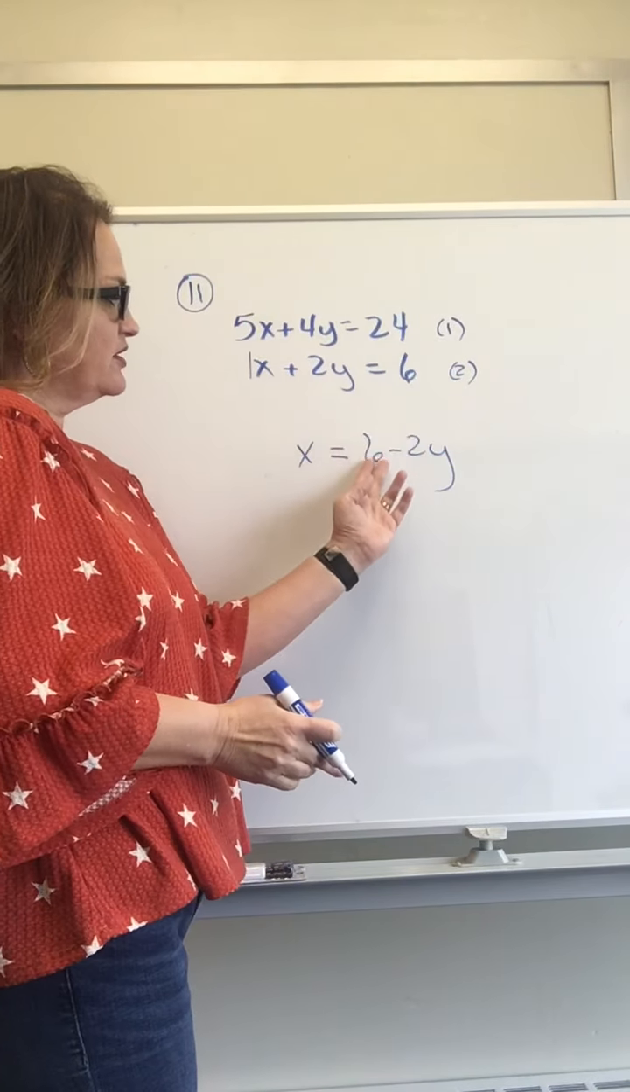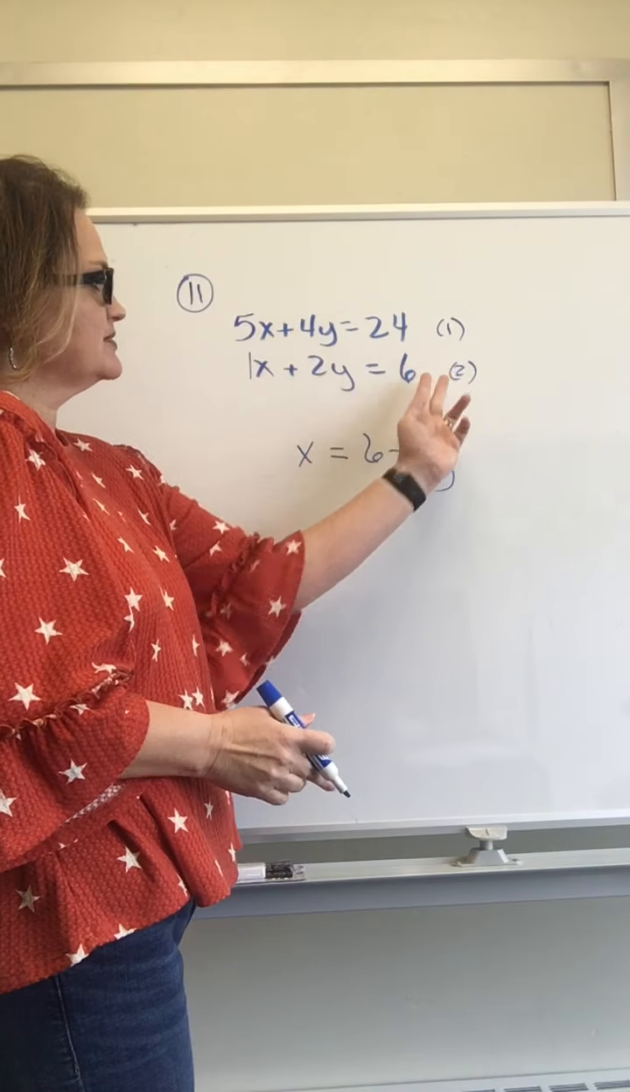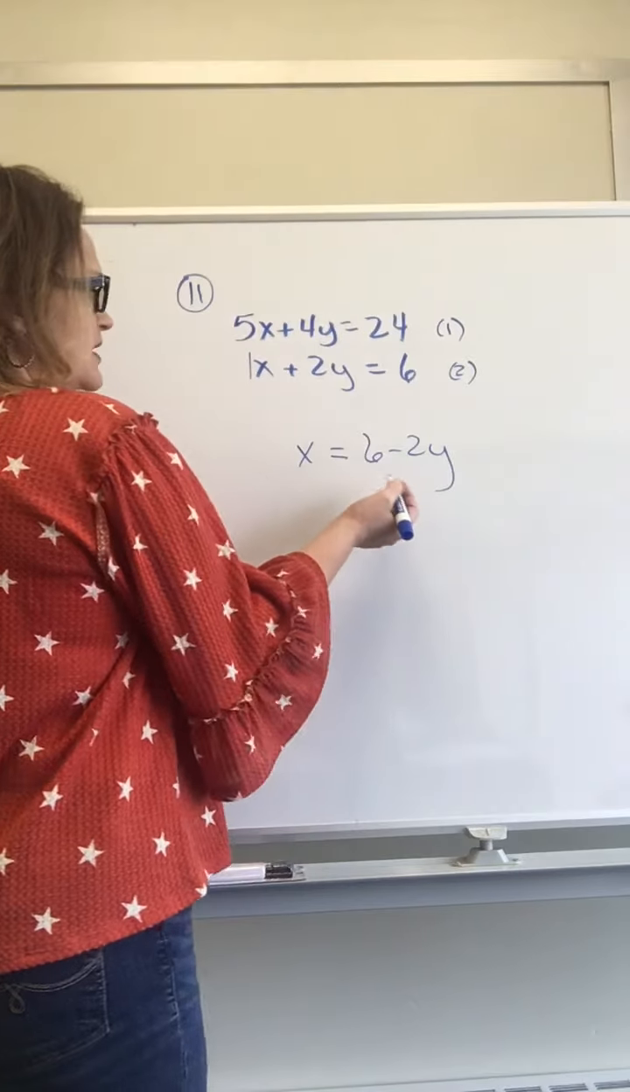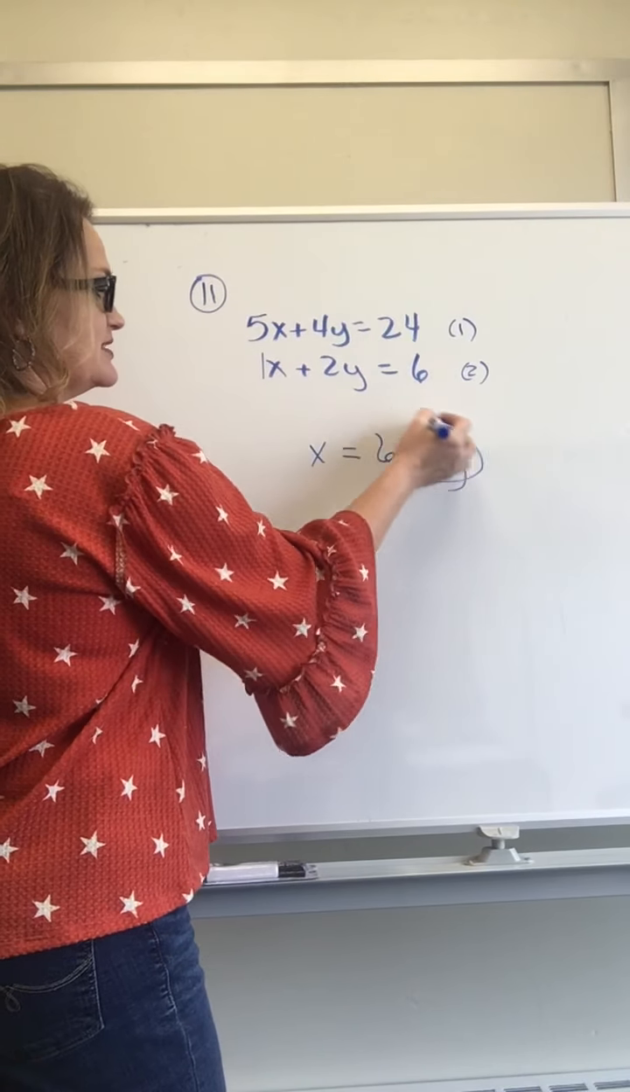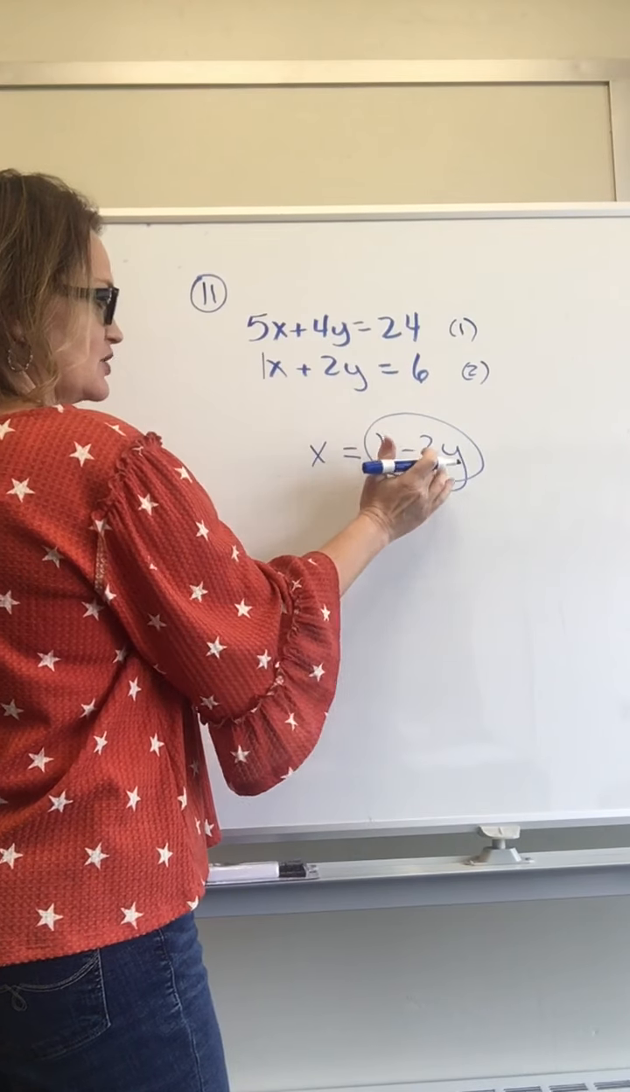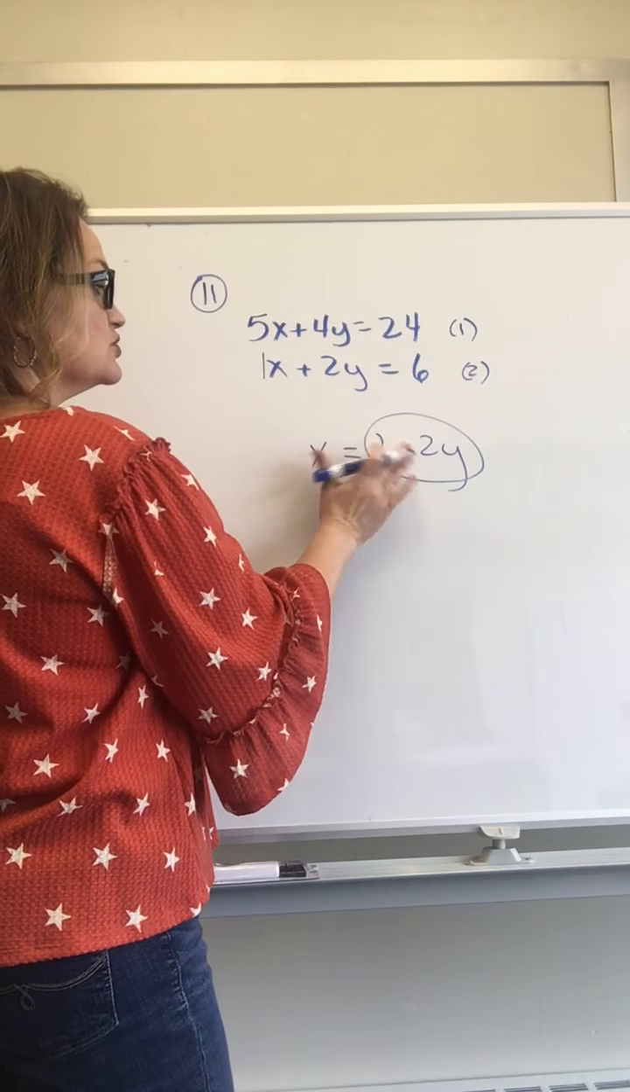Now the 6 was already on the right side. This 2y becomes negative 2y, either in front or in back. Don't let that bother you. So then I substitute what it says x equals, because these are equivalent values. X is the same as the quantity 6 minus 2y, so they're interchangeable.